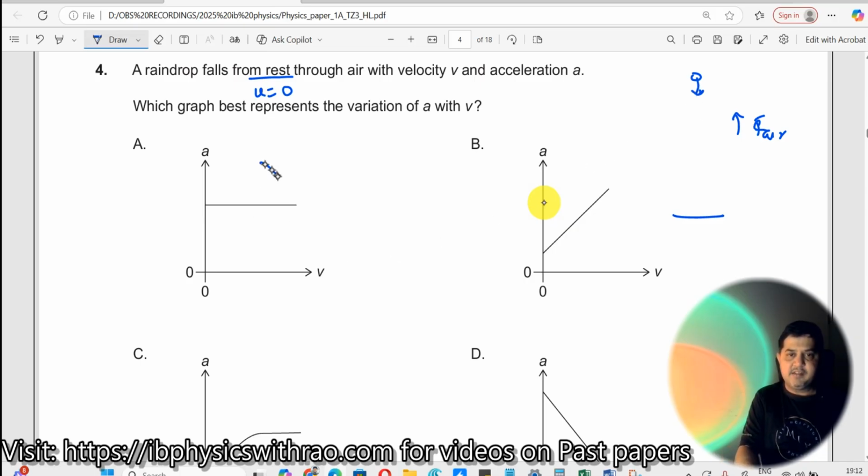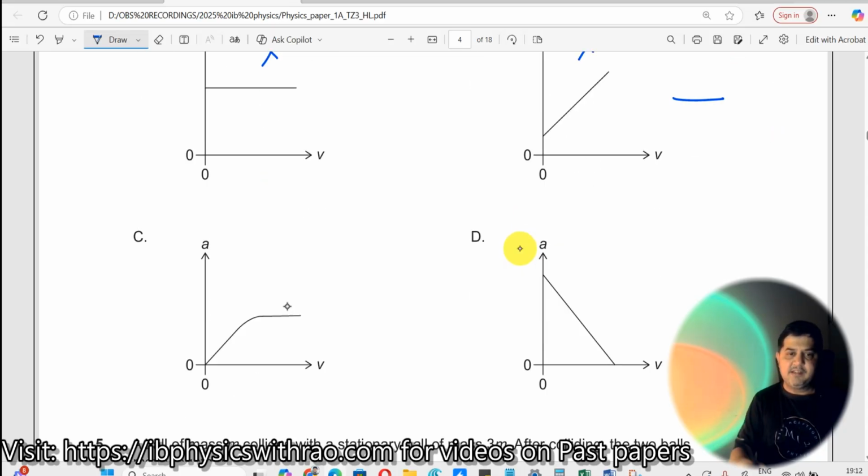Is this the right one? This is not the right one. Here, acceleration is increasing. This is also not the right one. And if you look at this here, acceleration is increasing with velocity. So this is also not the right one, right?